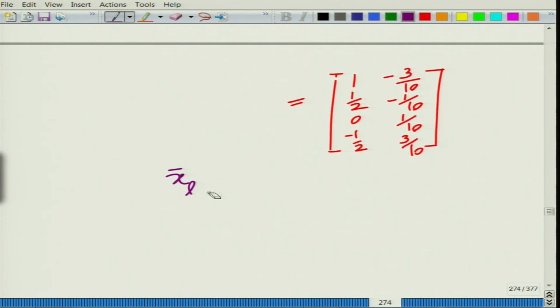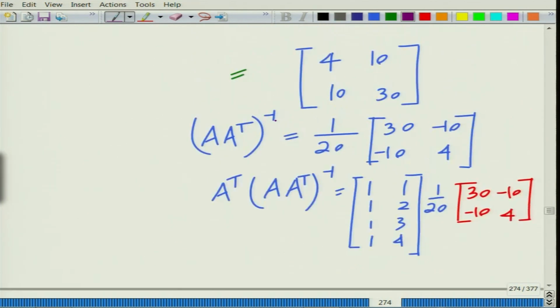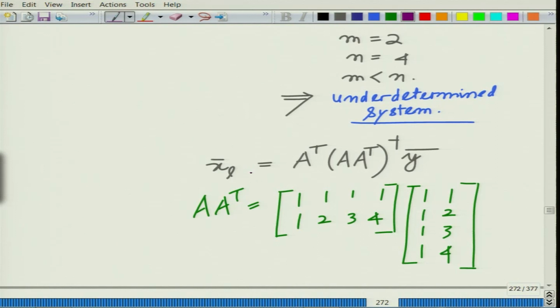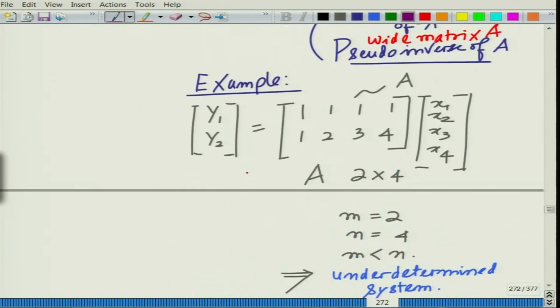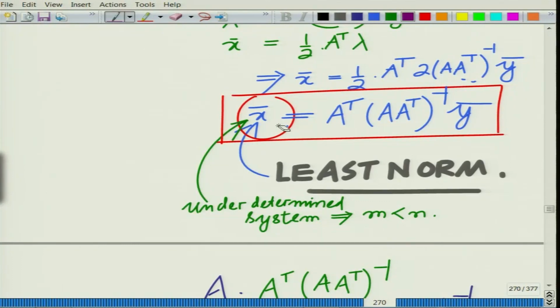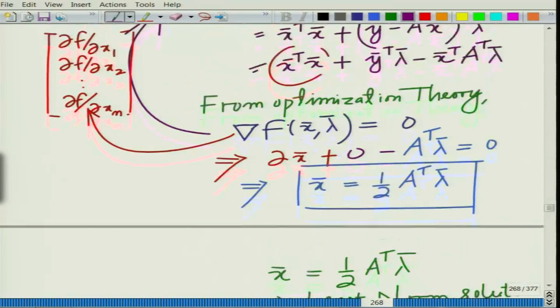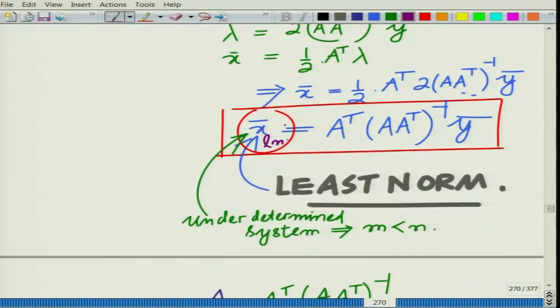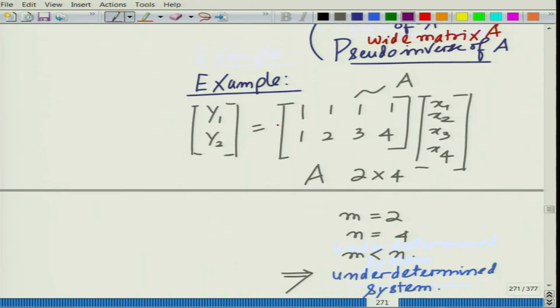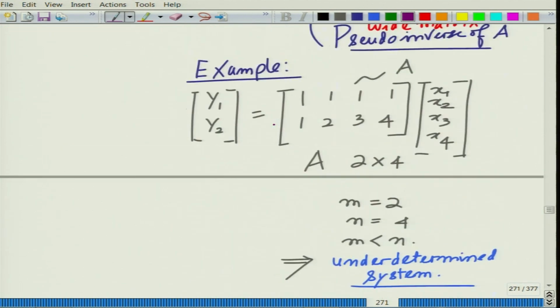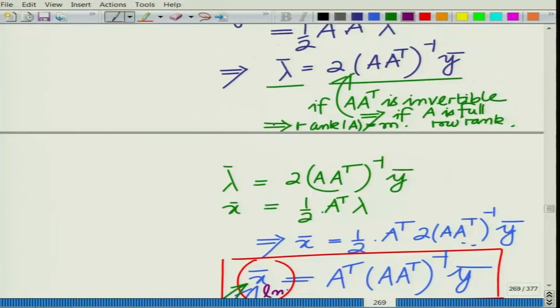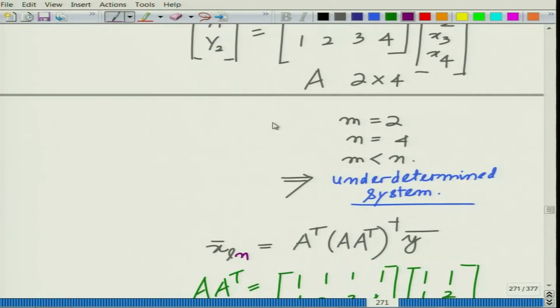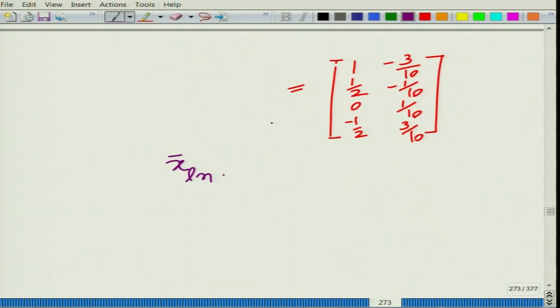x bar least norm. Sorry, I think I have been writing LS everywhere. I think this has to be x bar least norm, right. So, this is your x bar least norm, x bar ln. X bar ls, you can think of it as the least square solution. This is your x bar ln, that is the least norm solution. Okay. So, I think that makes sense.